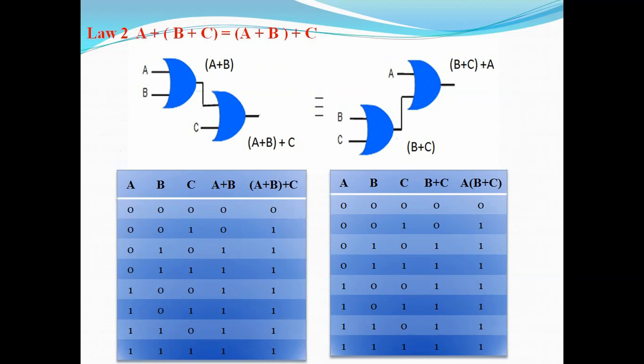The second statement is A plus (B plus C) is equal to (A plus B) plus C. For this we need three inputs A, B and C. First we will observe the A plus B output, and then we will add C. In the other approach, the inputs are B plus C, and then we add A. In this way we are getting both output equations equal.